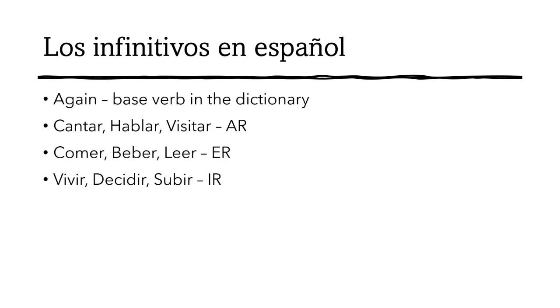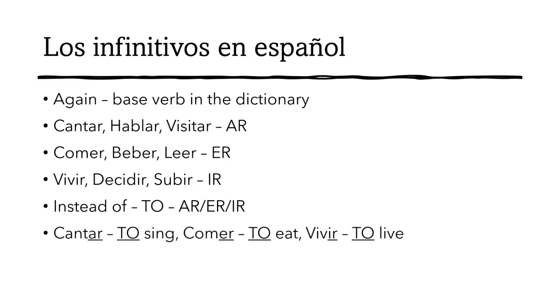In Spanish, verbs either end in AR, ER, or IR. So it's a bit like in English where we have to eat, to run, to dance. In Spanish, we don't have that to at the beginning. Instead of having that, we have them ending in AR, ER, and IR. So, for example, cantar is to sing in English. Comer is an ER verb, to eat. Vivir, IR verb, to live. Okay, so they're all infinitives.